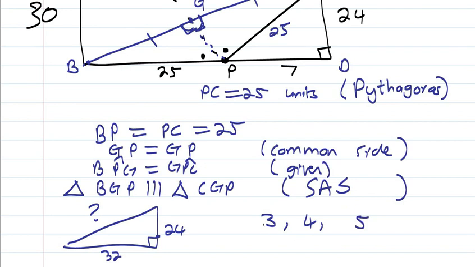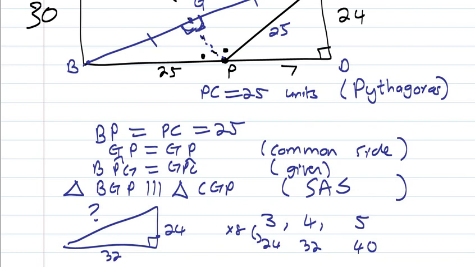Now, what do you do from 3 to turn it into 24? You multiply by 8. To go from 4 multiplied by 8, it's 32. So 5 times 8 is 40. Do you guys see? You don't need a calculator. If you take the triangle 3, 4, 5 and you make it 8 times bigger, you get the triangle with sides 24, 32, 40.